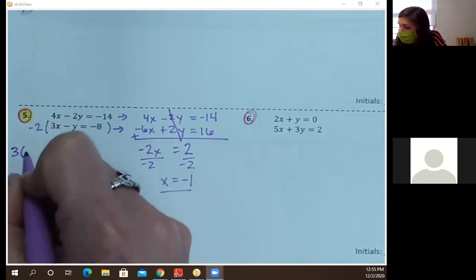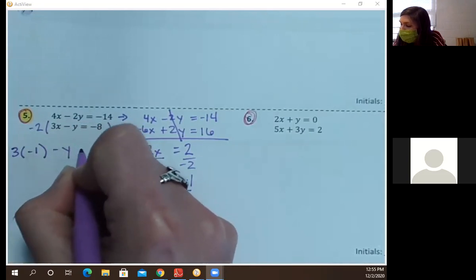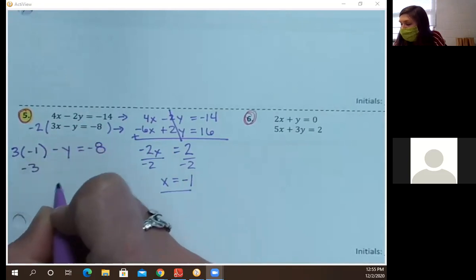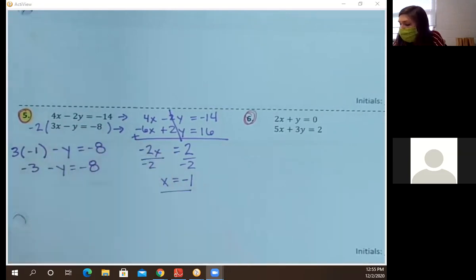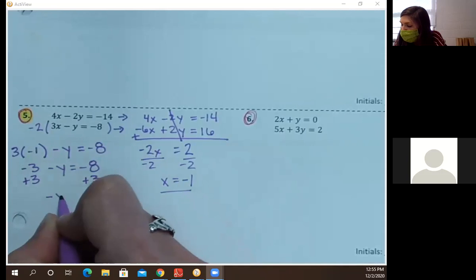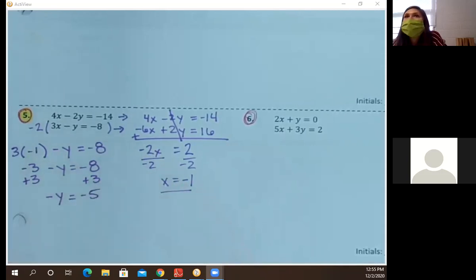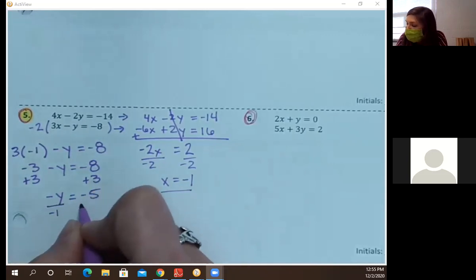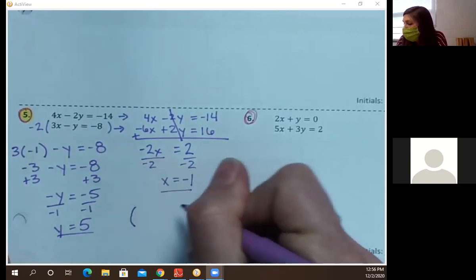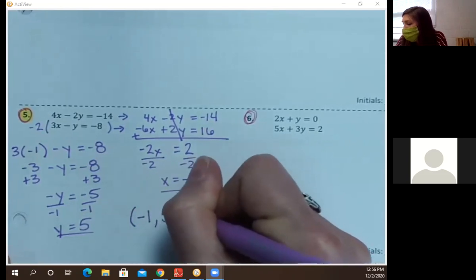So we have 3 times -1 minus y equals -8. 3 times -1 is -3 minus y equals -8. I'm going to move this 3 to the other side by adding it. Then I have -y equals -5. I want y, not -y. So my next step is going to be to divide both sides by -1. And I get y equals 5. Now that I found both x and y, I can write my solution as an ordered pair. So that would be -1, 5.